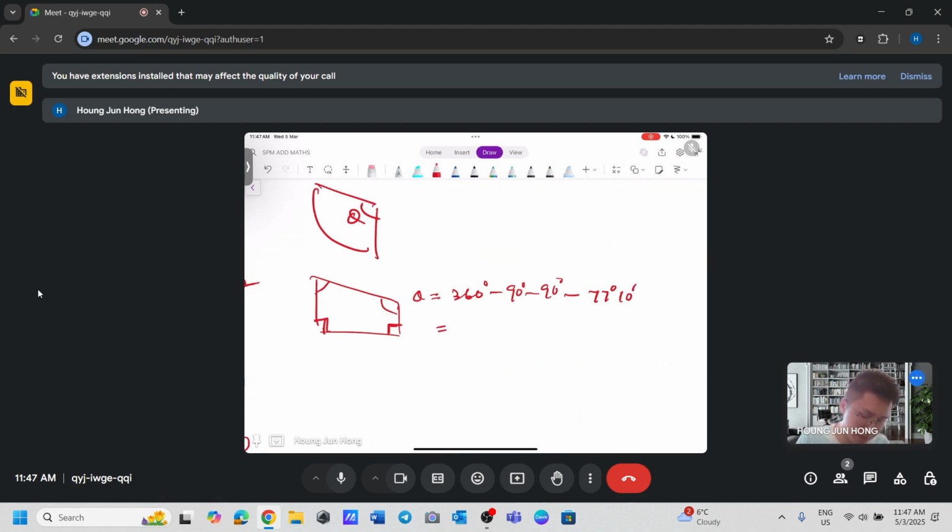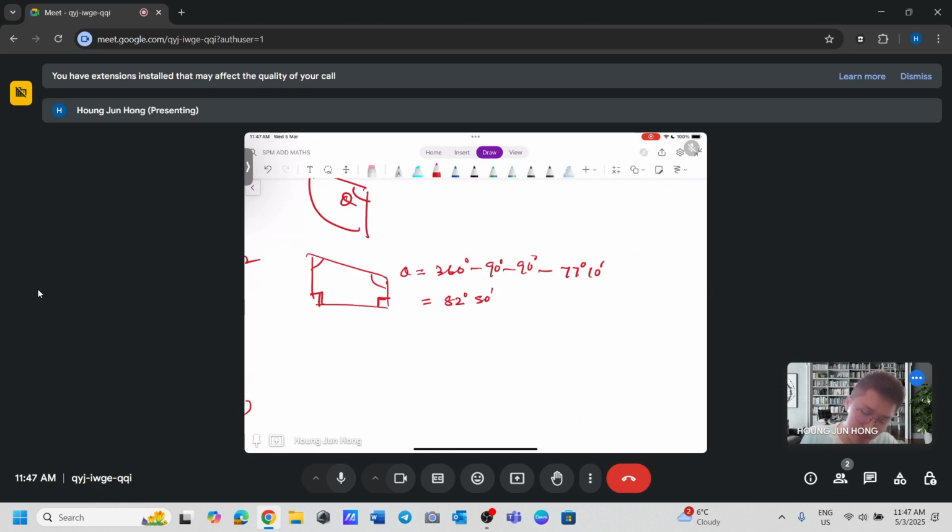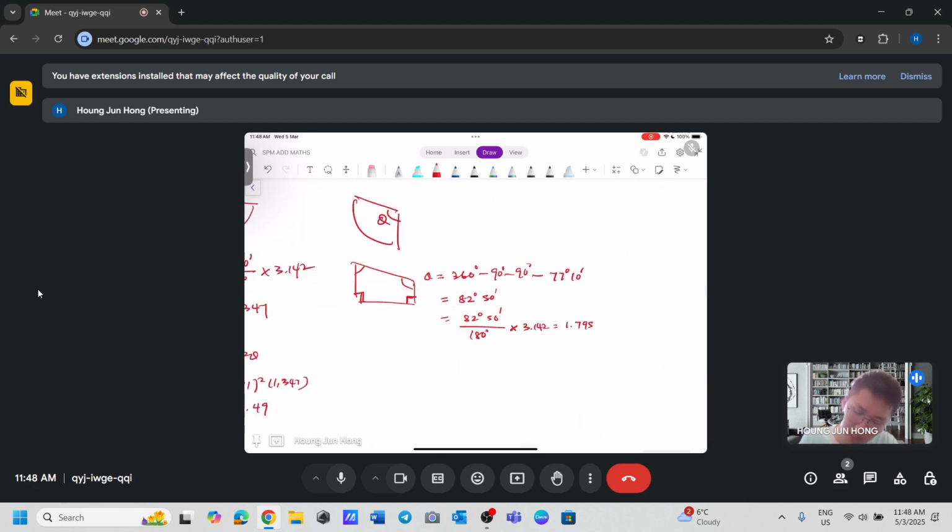After you do this, you should be able to get, let me do it mentally, I don't have a calculator with me, but it's okay. This one would be something around 82 degrees 50 minutes. If you complete it, you get this one over 360 over 180. Typically we convert it to radians, so we will get 1.795 radians.